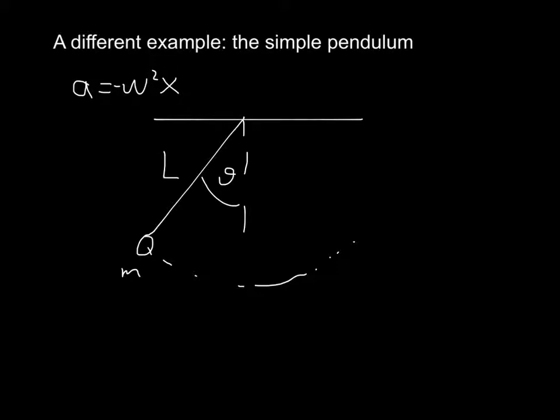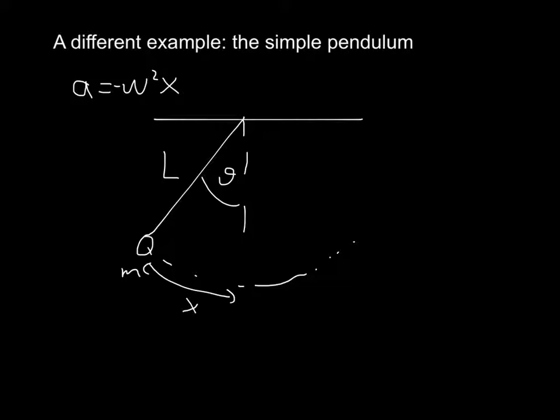And what we're interested in is to know how acceleration depends on x, and in this case x is going to be the length of this arc of circumference. So this thing here, let's call it x, is the arc of circumference that goes from the position of equilibrium until wherever we are.